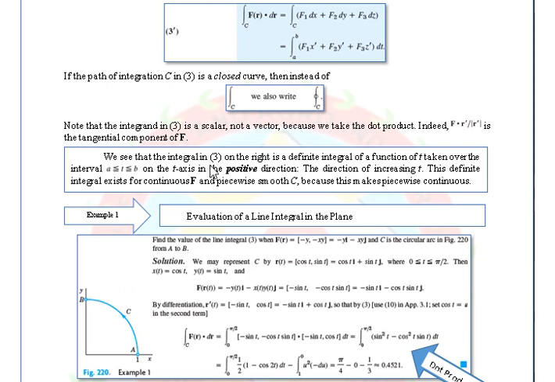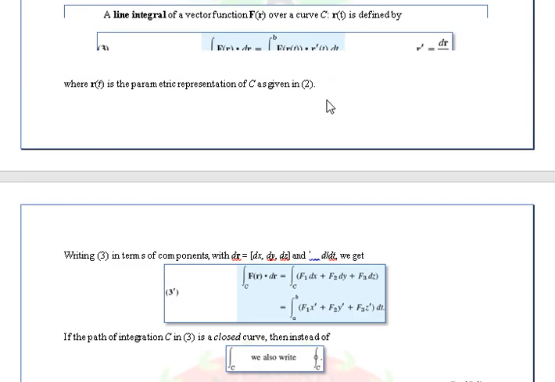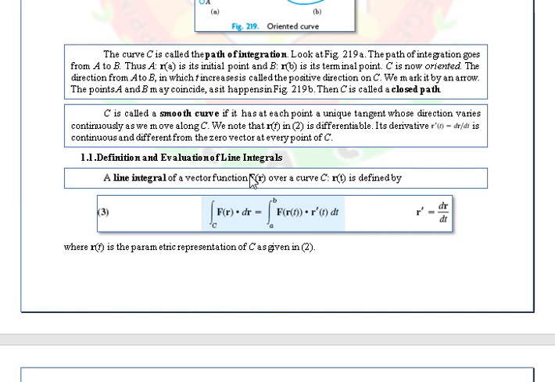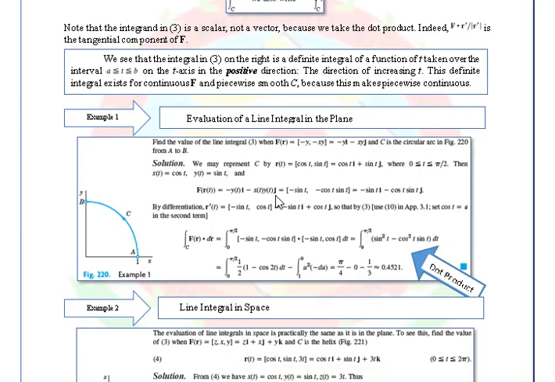We see that the integral in equation 3 is a scalar, not a vector, because we take the dot product of f with the tangential displacement. So this integral is a scalar, and we don't need to specify a direction for it. It's because we have the dot product, and we know from our previous topic that the dot product is a scalar quantity. That's why this is a scalar.